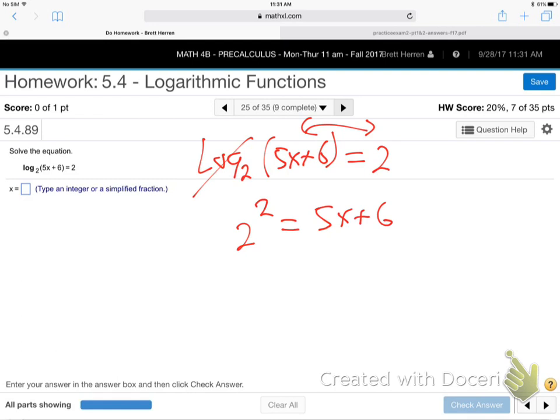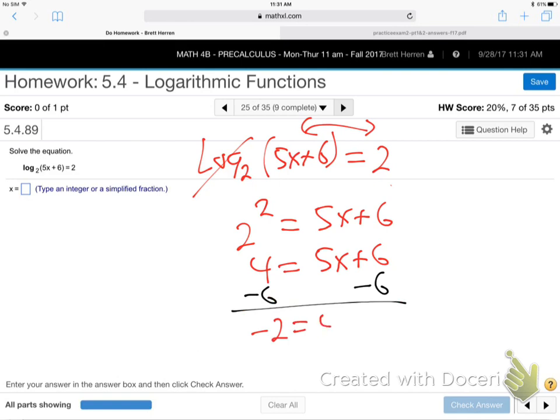That good? 2 to the 2 is 4. Now how do we finish solving for x? Subtract 6. 4 minus 6 is negative 2, so negative 2 is 5x. Last step, divide by 5. Are we good? There it is. All right, so you know how to handle log.